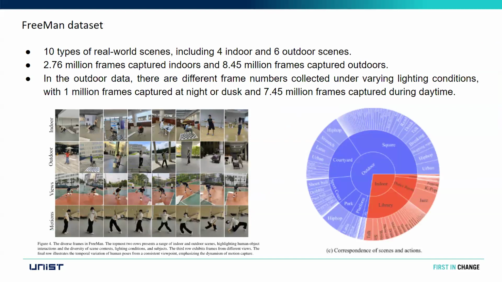Now about the dataset, there are 10 types of real-world scenes, including 4 indoor and 6 outdoor. It's been outlined here. The outdoor is this blue region, and the indoor is this one. Each scenario has its own actions. These are the actions. There are so many actions here and here: K-pop, popping, pole, sit, and so on. So many actions.